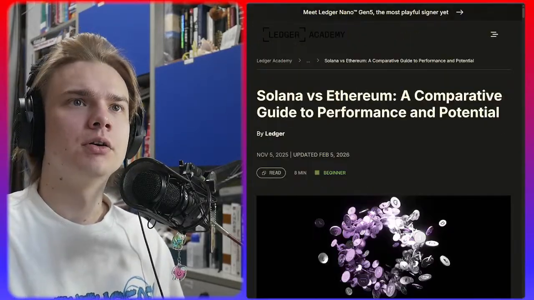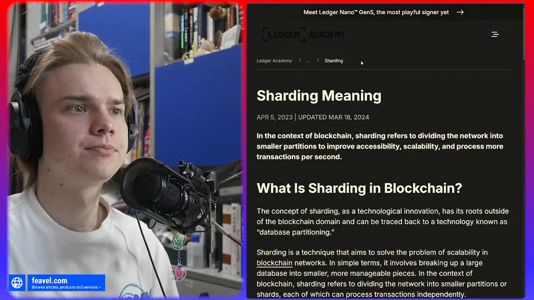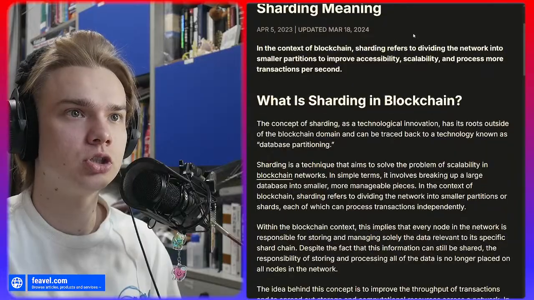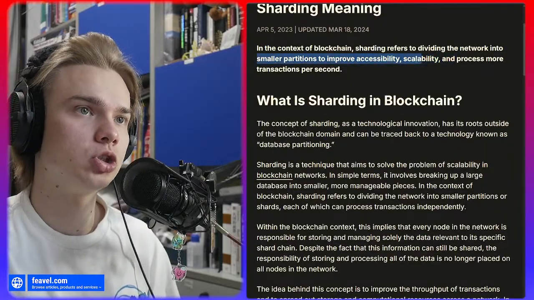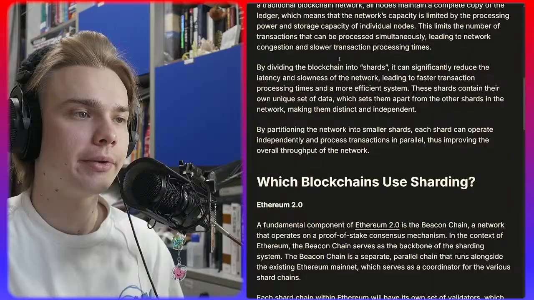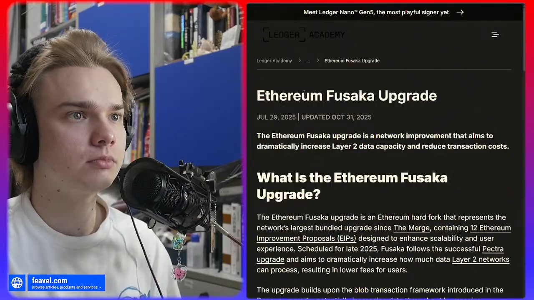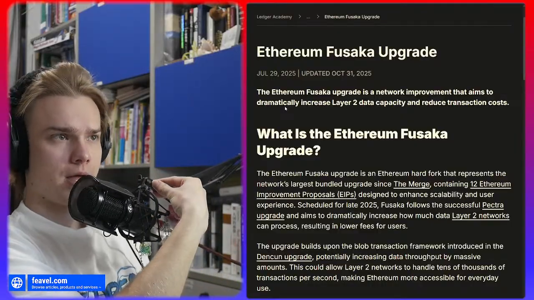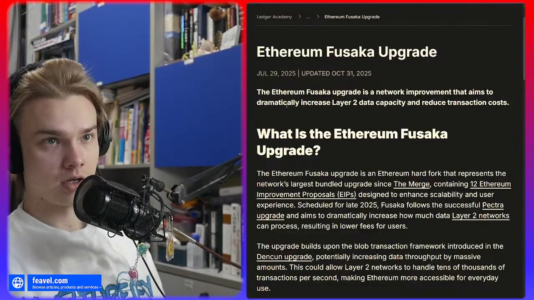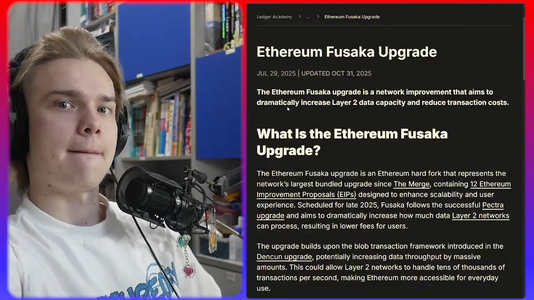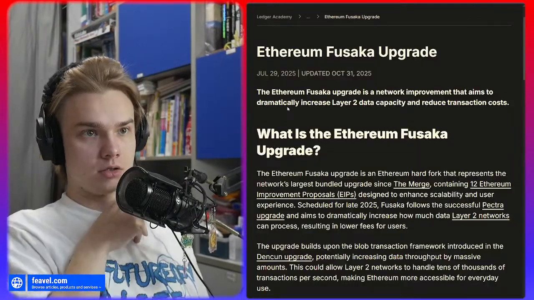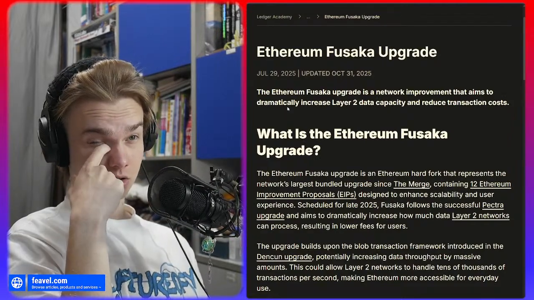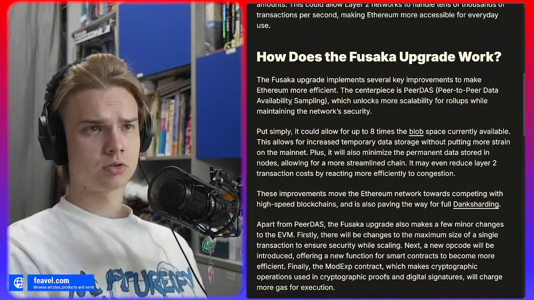This is a great article, I should say. Great one. Okay, sharding. In the context of blockchain, sharding refers to dividing the network into smaller partitions to improve accessibility. That's it. Ethereum Fusaka upgrade. The Ethereum Fusaka upgrade is a network improvement that aims to dramatically increase layer 2 data capacity and reduce transaction costs.